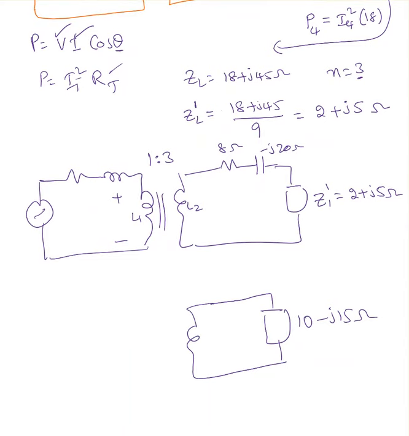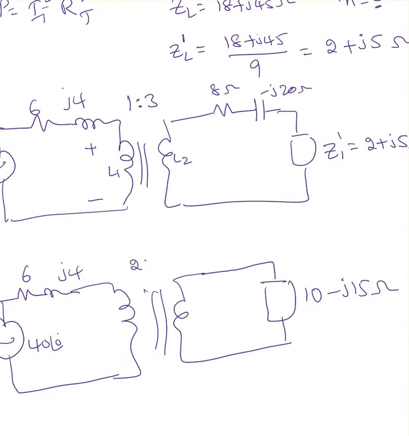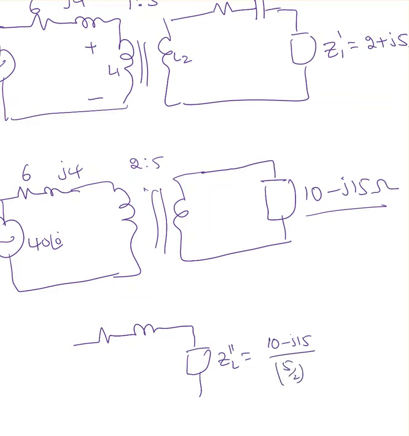Now I have the ideal transformer, and resistance and reactance here. The first transformer ratio is given as 2:5. I forgot to write it down first. So here this is 2:5. Now I can transfer this to the primary side. When I transfer it, I can write ZL double prime, which is 10 minus j15 over (5/2) square. So this value is 1.6 minus j2.4 ohm.